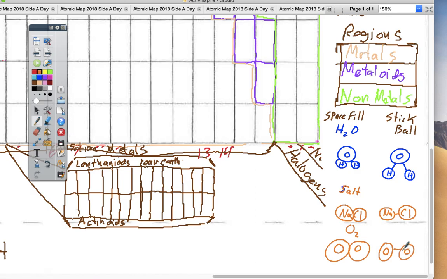How many sticks do we use? 2. Why do we use 2 sticks? There are 2 bonds. Well, it's a double bond, okay? Are you guys starting to see how these are all the same?